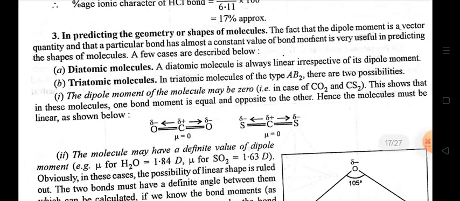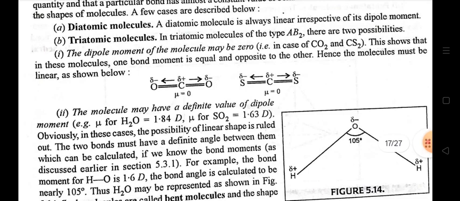Triatomic molecule. In a triatomic molecule of the type AB2, there are two possibilities. First, the dipole moment of the molecule may be 0, as in the case of CO2, CS2. This shows that in this molecule, one bond moment is equal and opposite to the other. Hence, the molecule must be linear, as shown in the figure.